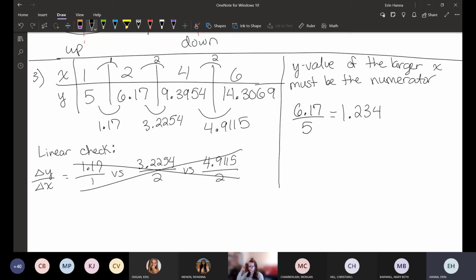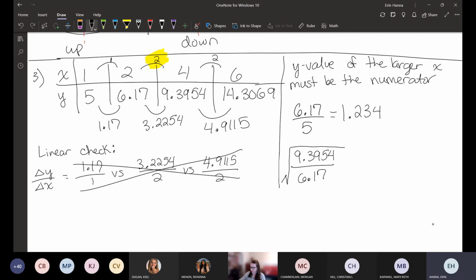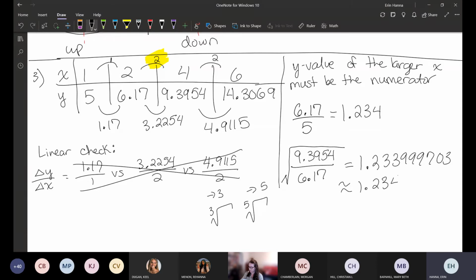Now, if we look at the next set of data between 2 and 4, let me set up the ratio, but not calculate it yet. Notice that the x values changed by 2 instead of by 1. So what that means is I had to take a root of this. In this case, it's a square root because it increased by 2. If it increased by 3, it would be a cube root. If it increased by 5, it would be a fifth root, and so on. So if we take the square root of this ratio, 9.3954 divided by 6.17, you get 1.233999703, or approximately 1.234.